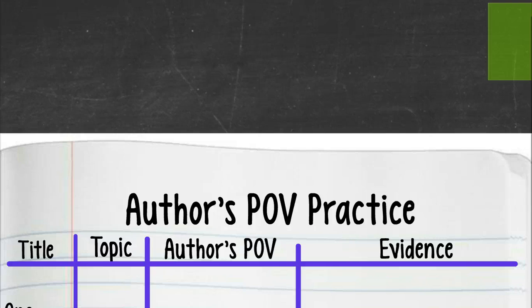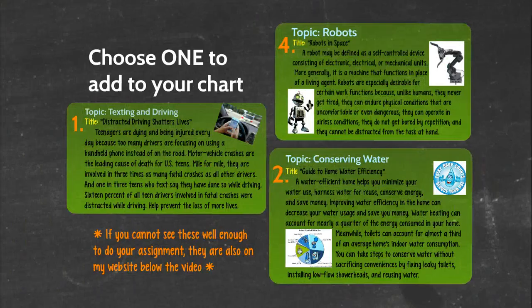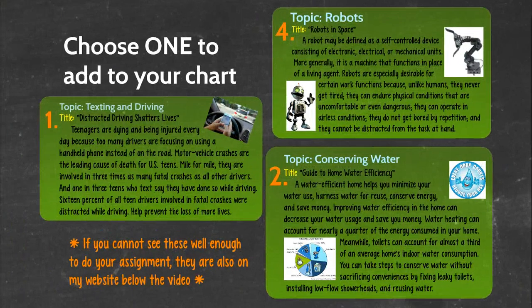Okay, so the first thing you're going to put in this chart is you're going to choose one of the passages that we've not yet done. Don't write down one passage. That's not what you're going to do. You're going to write the title of the passage, right? So we've covered 2 of the passages. There's 3 more that you have to choose from. You can choose from texting and driving, robots, or conserving water, right?